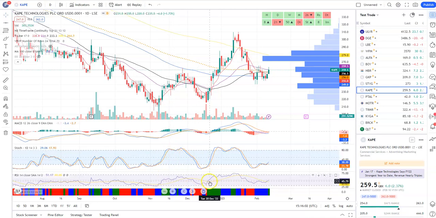But what we're interested in is these two levels of 80 and 20, so it's between 0 and 100, and we're looking at the levels above 80 and below 20. Above 80 signals to us that the share is potentially overbought, which could mean that the price is about to come down, and below the 20 tells us that this share is potentially oversold, which means it could be turning and the price could return back up.